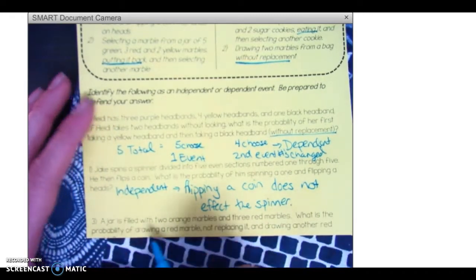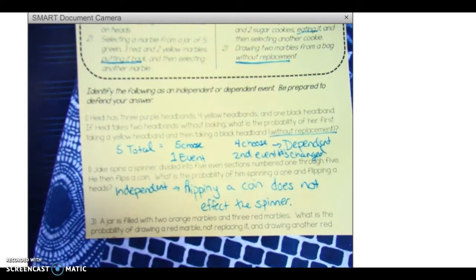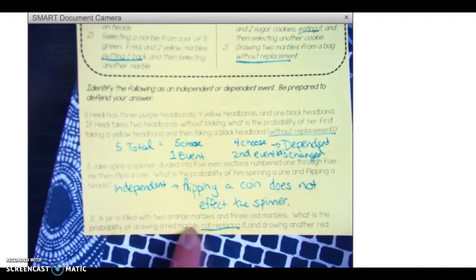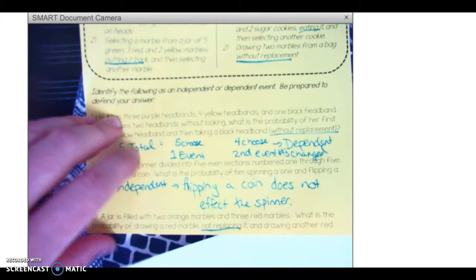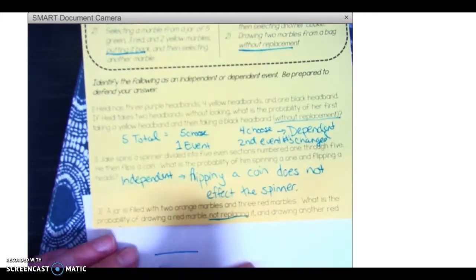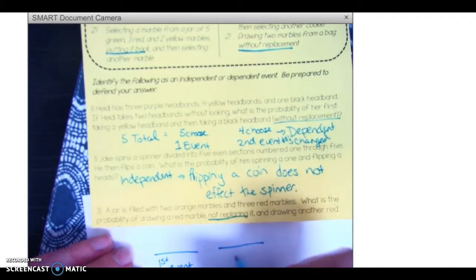All right, our last one. A jar is filled with 2 orange marbles and 3 red marbles. What is the probability of drawing a red marble, not replacing it, and drawing another red marble? So this again, not replacing it. So if I think here, I have my 2 events. I have my first event, and I have my second event.